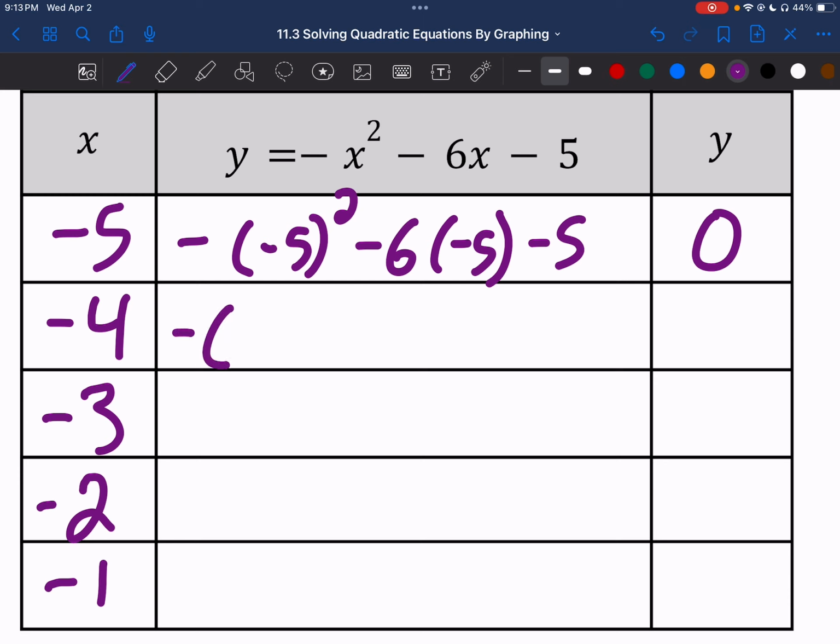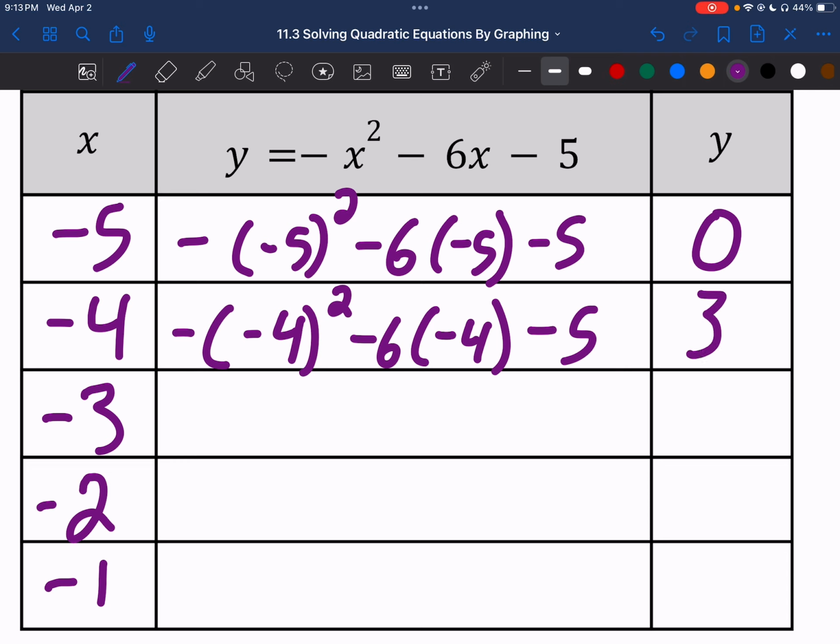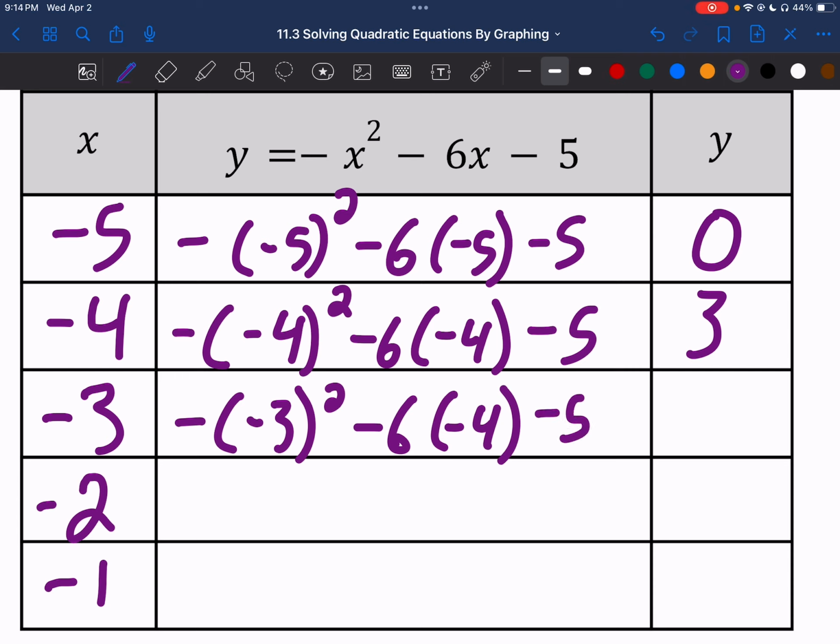We've got the opposite of negative 4 squared minus 6 times negative 4 minus 5, and that gives us 3. We have the opposite of negative 3 squared minus 6 times negative 3 minus 5, not negative 4, negative 3, and we're going to get 4 for that. We should know the outcome of the next two already, but we're going to put them in anyways.